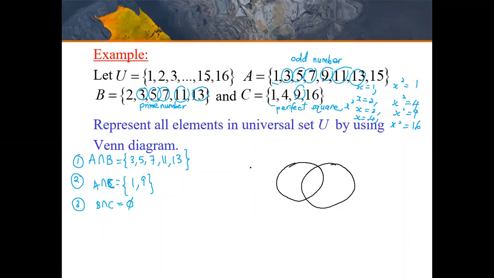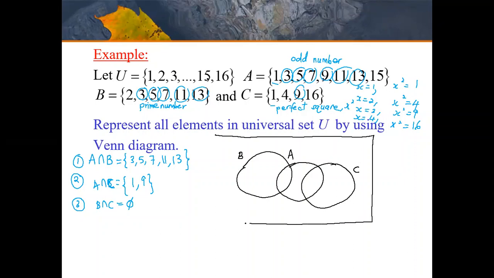Okay, make sure A kat atas. So you can put B here, and otherwise C here, B here pun boleh, sebab the answer is not unique. Maksudnya bukan ada hanya satu jawapan lah. Okay, don't forget the rectangle. And then you mesti tulis universal set dekat on the top left.